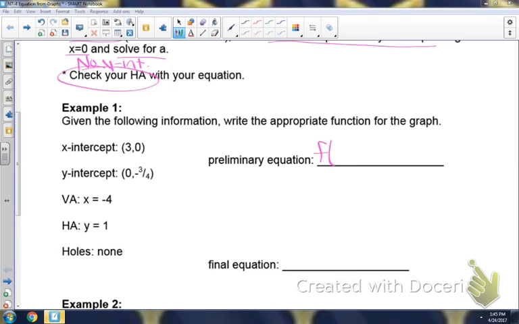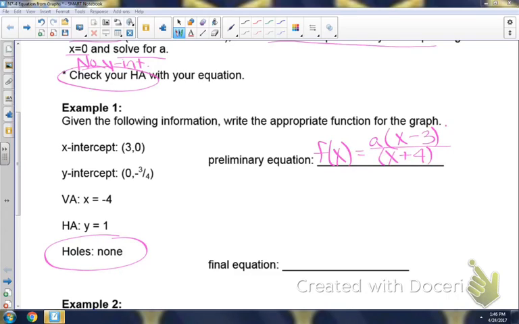So we're going to write the preliminary equation. We have f of x equals a, and then if you look back up at the top, you're doing x minus your x-intercept. X-intercept is 3, so x minus 3. And then x minus your hole, but notice we do not have a hole, so we don't have another factor on top. Denominator is x minus your vertical asymptote, which is -4, so that would make it x plus 4. And again, we don't have a hole, so we won't have that x minus hole.